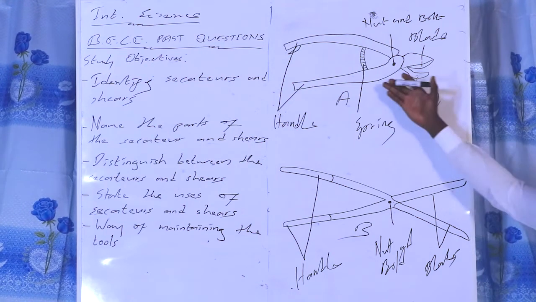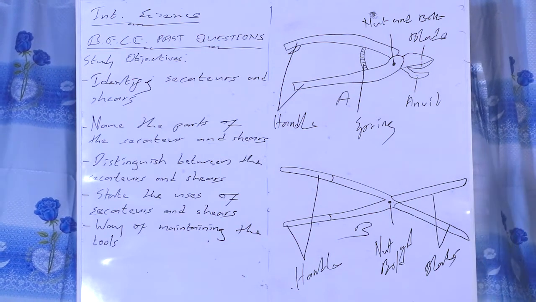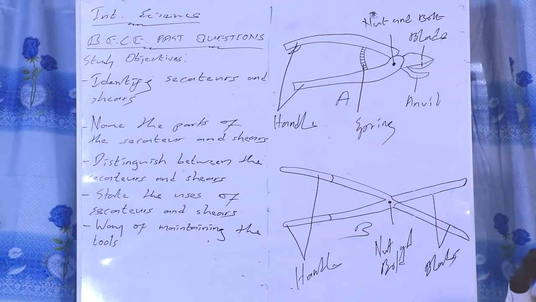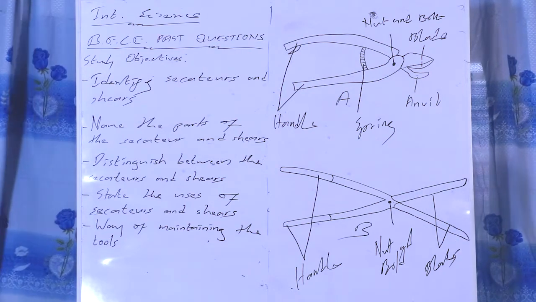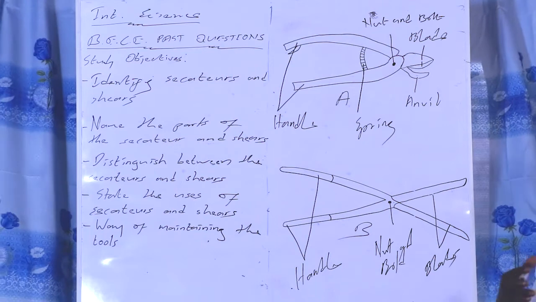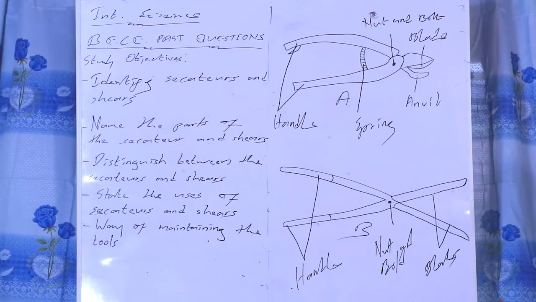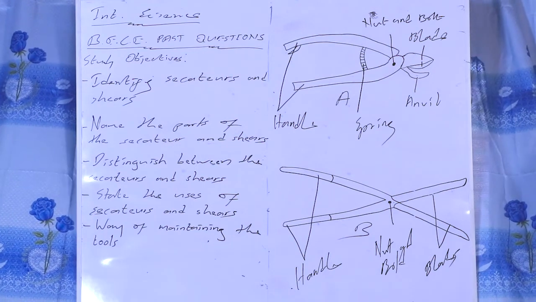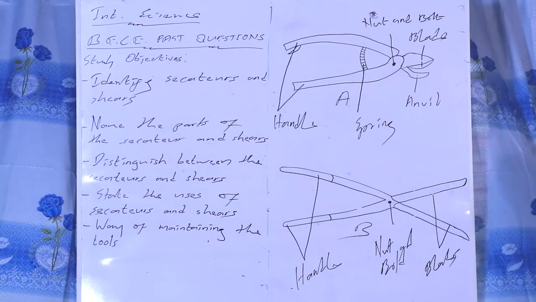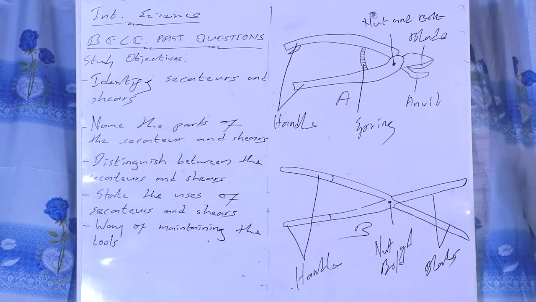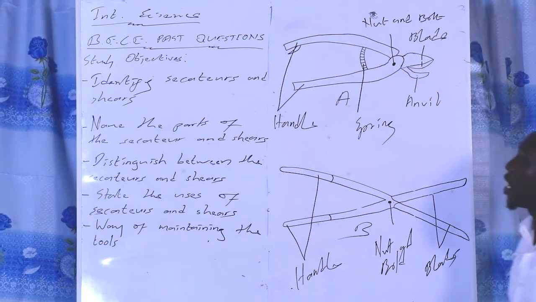If there is a spring, a clue of secateurs. If the blade is not lengthy, I mean if it is short, a clue of secateurs. If the blade is just one, a clue of secateurs. If the blade is lengthy, a clue of garden shears. If the blade is two in number, a clue of garden shears. If we do not have a spring, a clue of garden shears.